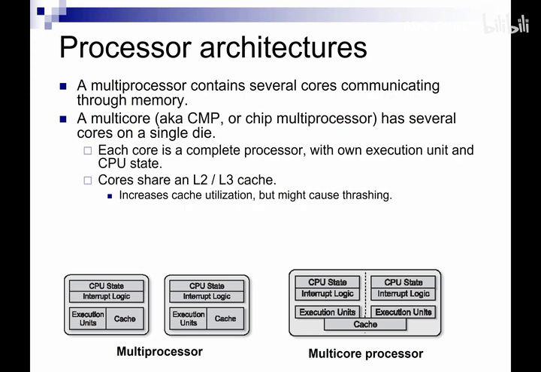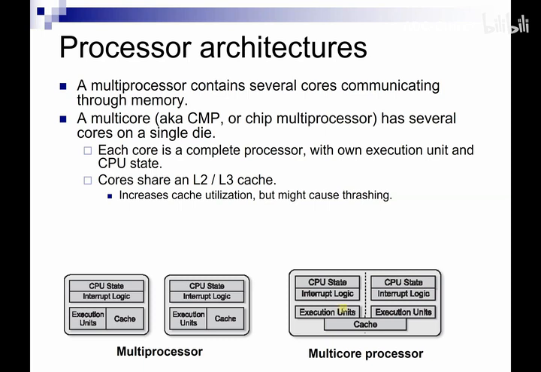Another way to combine these cores is using a multi-core processor. This is different from a multiprocessor because in a multi-core processor, you only have one chip, but the chip has multiple cores on it. Each of these things is a core. We have one core over here, and we have another core over here. Each of these is like a complete processing unit. It's got its own execution unit, its own state, and so on.